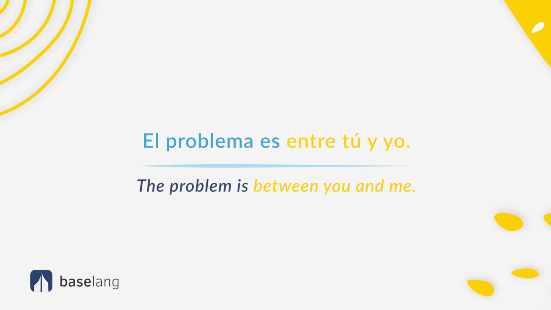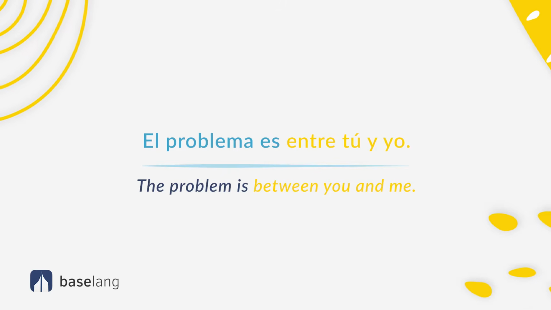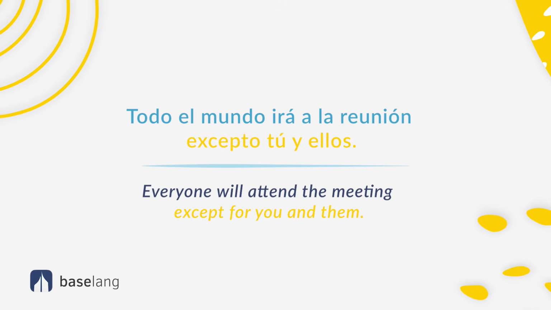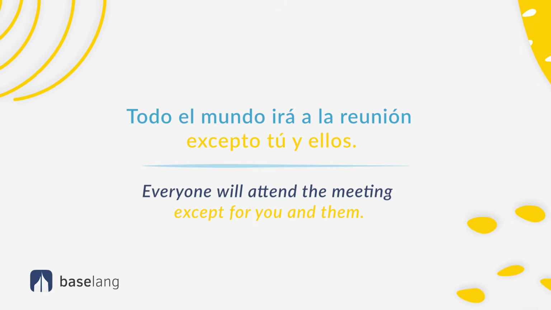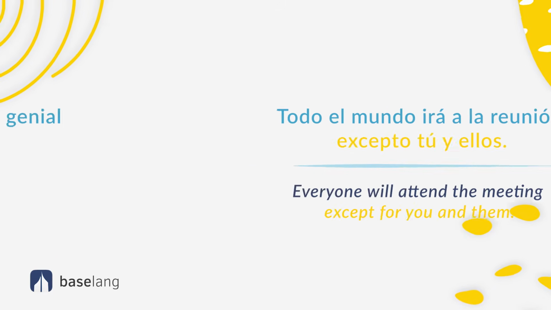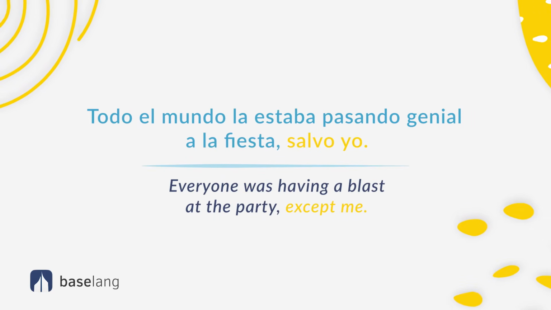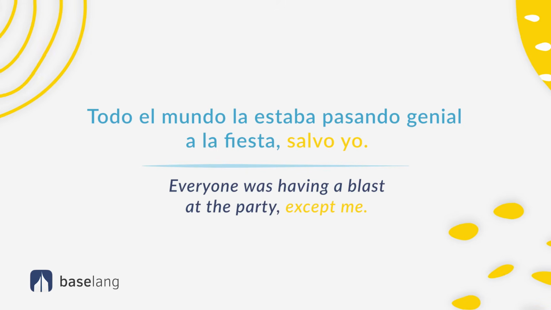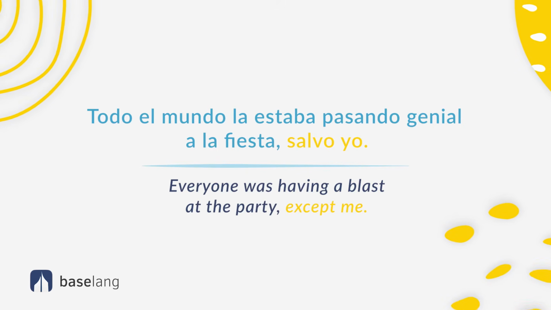Let's see a few examples with these exceptions where we use yo and tú instead. El problema es entre tú y yo. The problem is between you and me. Todo el mundo irá a la reunión excepto tú y ellos. Everyone will attend the meeting except for you and them. Todo el mundo la estaba pasando genial a la fiesta, salvo yo. Everyone was having a blast at the party except me.